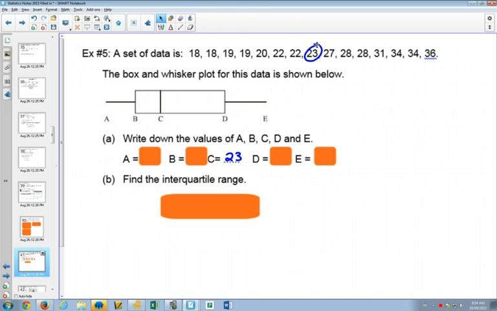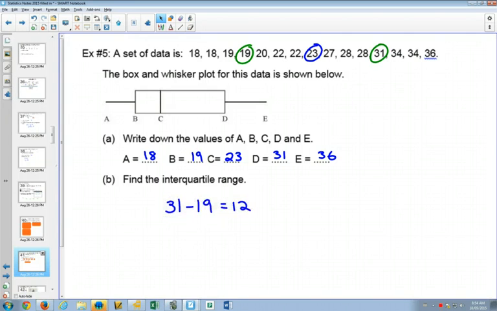So quartile 1 will happen between 9, actually there's 7 above and 7 below, so quartile 1 works out perfect there, and quartile 3 works out perfect there. So we got our values for B and D. And of course, A and E are just your minimum and your maximum, so those are easy to figure out. Your interquartile range is just from quartile 1 to quartile 3, so we'll have 12.